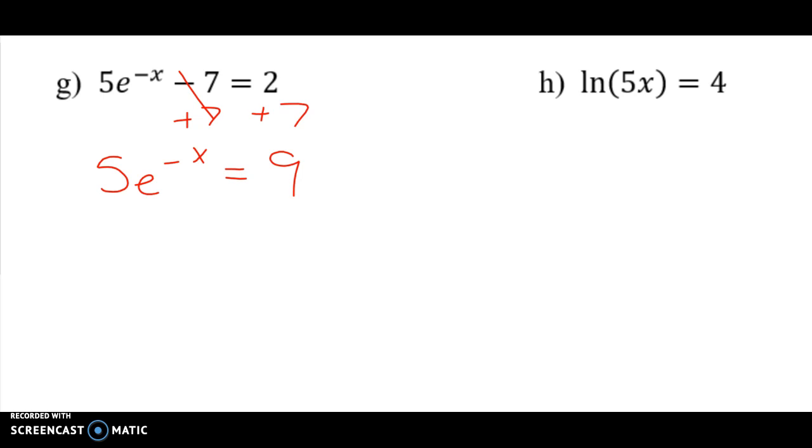Now e is the base. That's what I need to get by itself. So how do I get rid of the 5 in the front? Yeah, that's 5 times e, so I need to divide both sides by 5. So e to the negative x equals 9/5. Now just keep it as a fraction. We're going to throw it all into our calculator in a minute anyways.